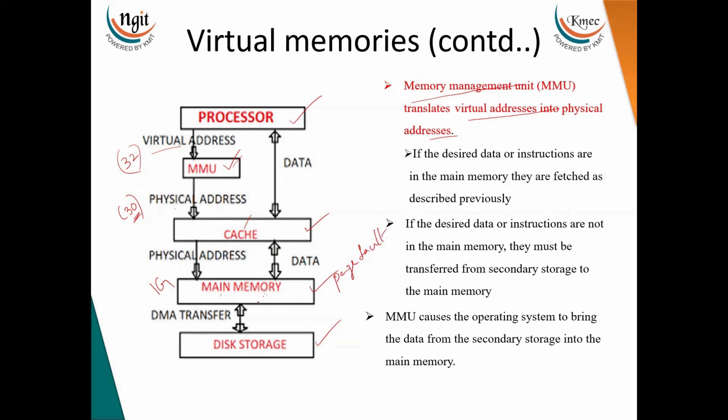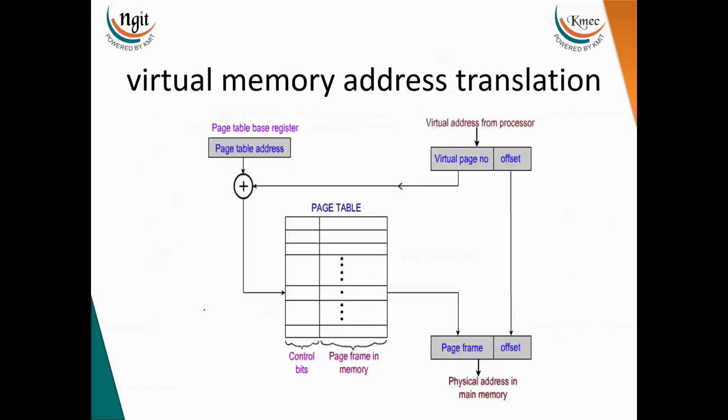Page fault. And when the page fault occurs, then MMU will activate the OS, operating system, to transfer the page from the secondary device, hard disk, to the main memory by using the DMA transfer. Now, how this is happening, we will try to analyze in detail in the address translation. Now, address translation means what? That virtual address, how it is converted into physical address, that we are going to discuss here.